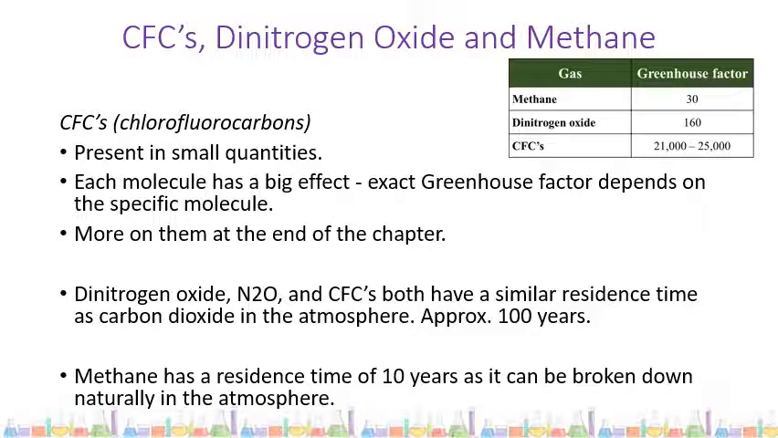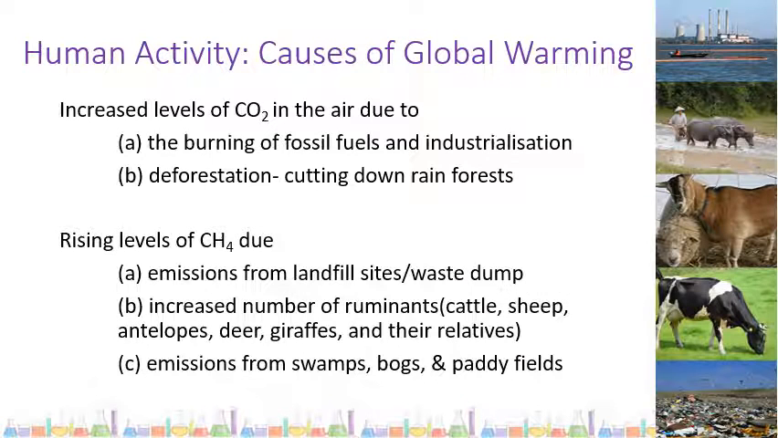Dinitrogen oxide as well as CFCs both have a similar residence time to carbon dioxide. So they both would last in the atmosphere for about 100 years. Methane has a residence time of 10 years, so much shorter. And the reason for that is it can be broken down naturally in the atmosphere.